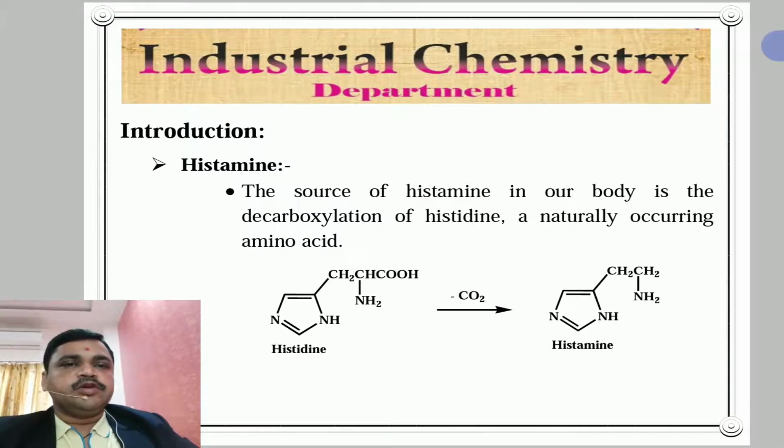Antihistamine drugs. First of all, we studied about histamine. The source of histamine in our body is decarboxylation of histidine, a naturally occurring amino acid. This amino acid in our body, histidine, on decarboxylation gives histamine. These are the structures of histidine and histamine.